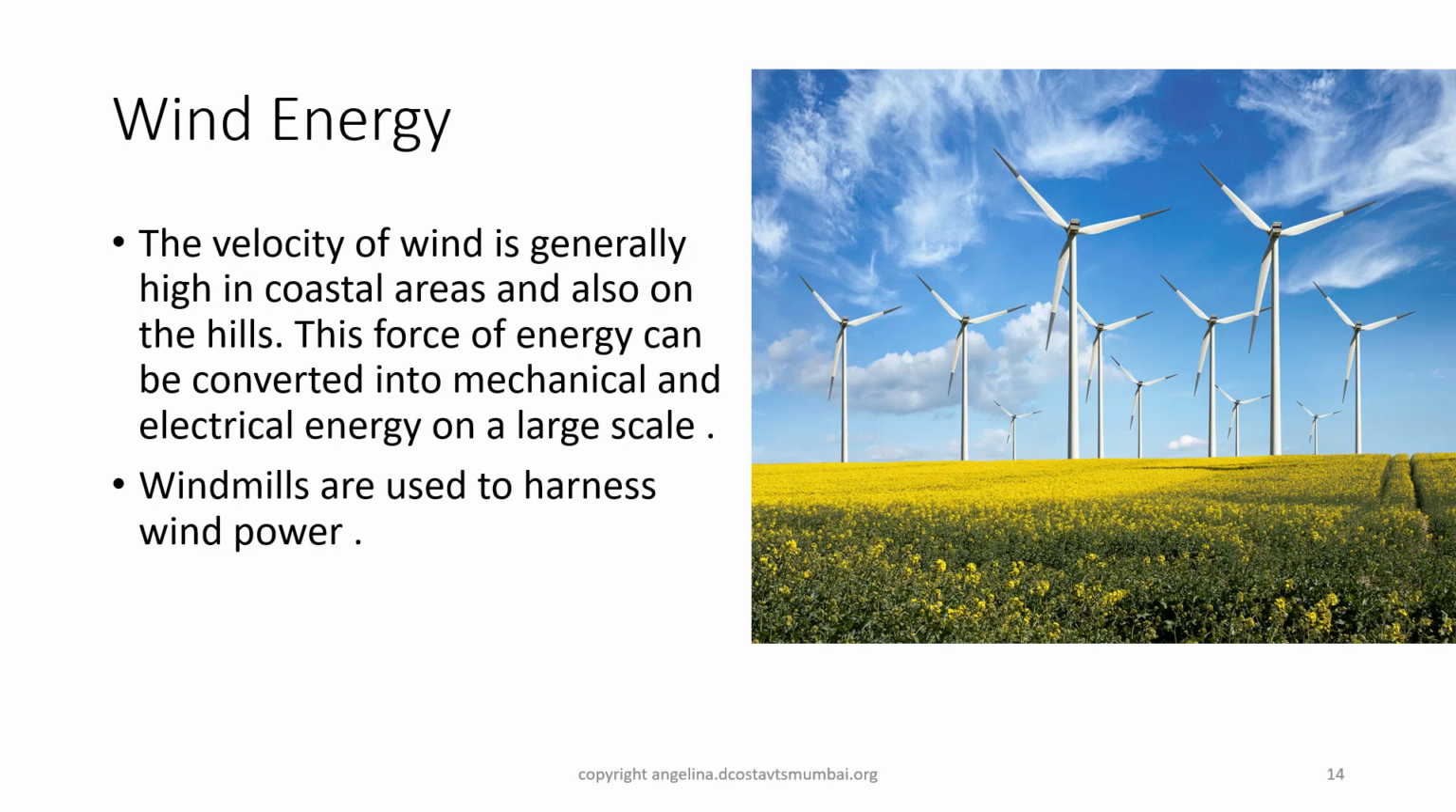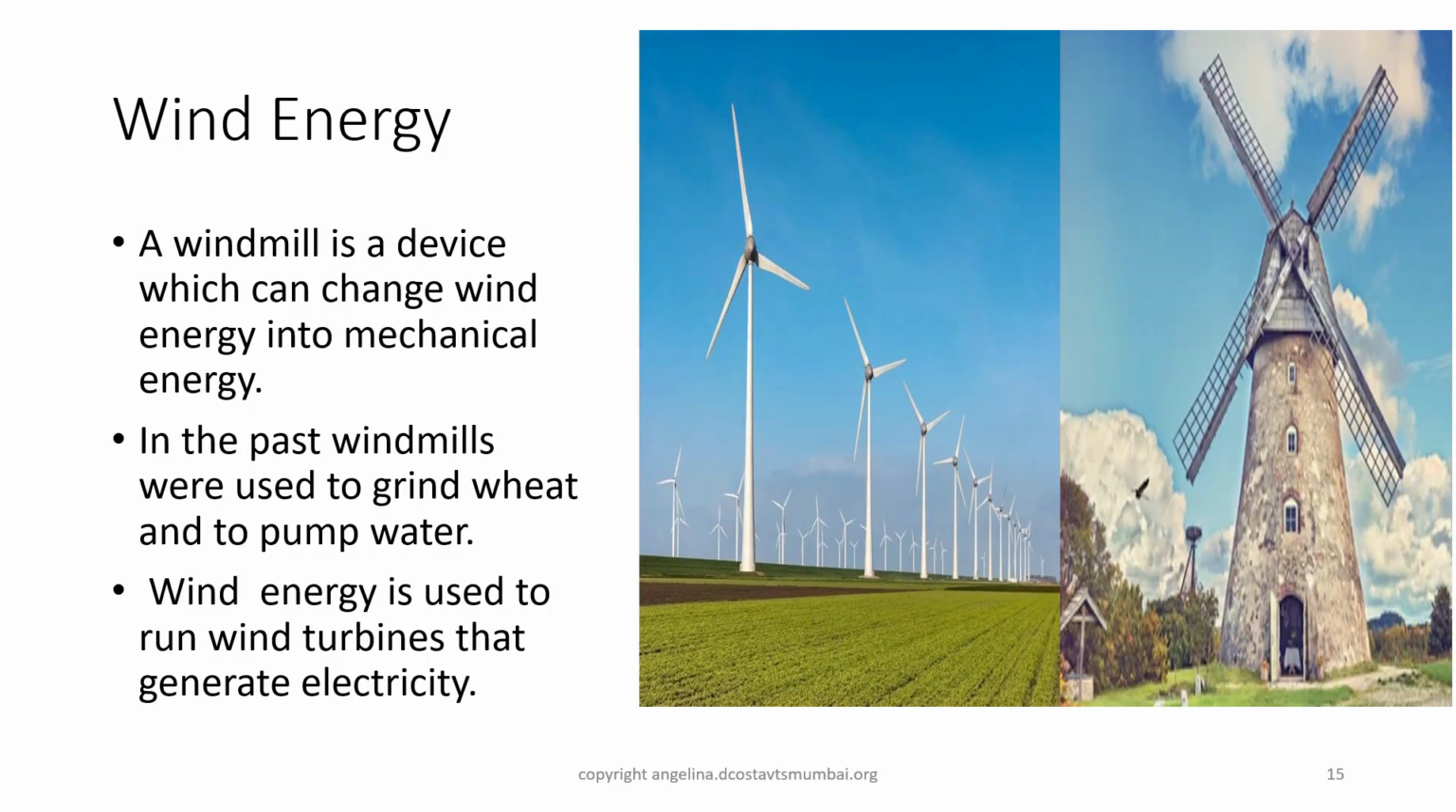Wind energy. The velocity of wind is generally high in coastal areas and also on the hills. This force of energy can be converted into mechanical and electrical energy on a large scale. Windmills are used to harness wind power. A windmill is a device which can change wind energy into mechanical energy. In the past, windmills were used to grind wheat and to pump water. Wind energy is used to run wind turbines that generate electricity.